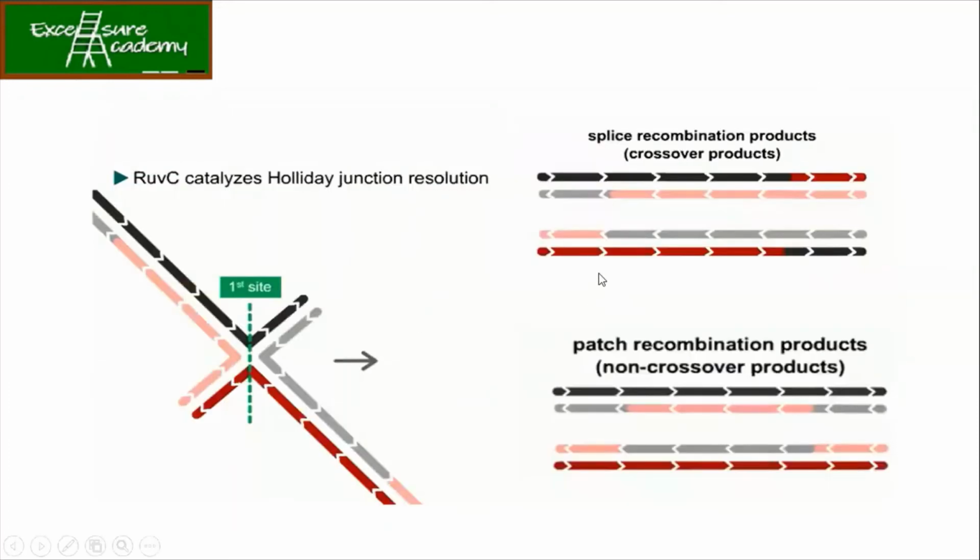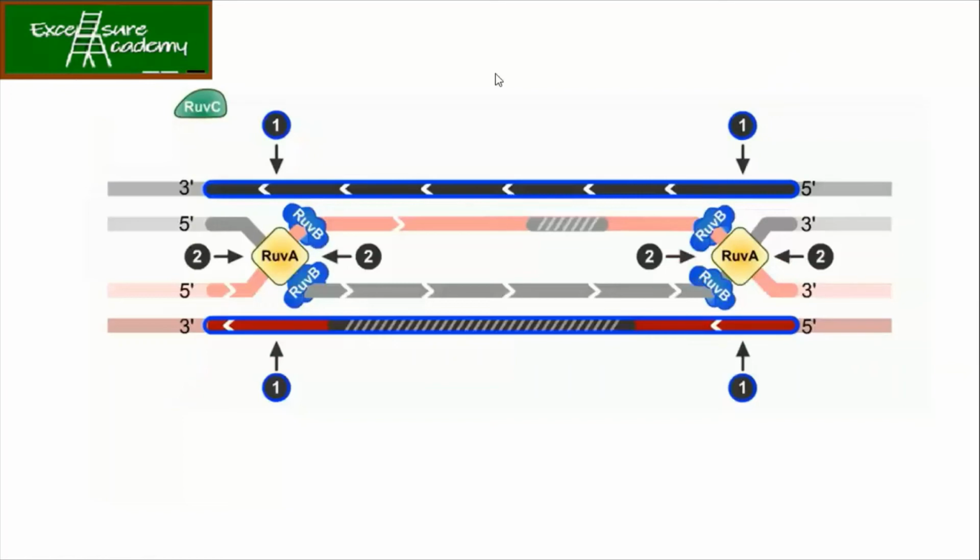So eventually what will happen? Finally, wherever the possibility is there, it is going to form the holiday junction. And we know that in the case of holiday junction, vertical is going to give you the crossover products, and horizontal is going to give you the patch products or the non-crossover products. Now keep this in mind, because who is going to do this? Group C, which is also known as your resolvase.